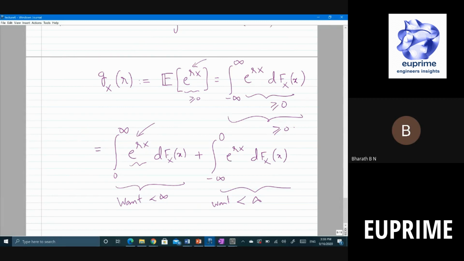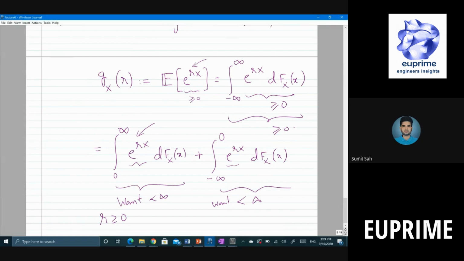What about r greater than or equal to 0? Suppose I pick r greater than or equal to 0, what will happen to this? The second term I need not worry much, because e power rx for r greater than or equal to 0, when you integrate from minus infinity to 0, is exponentially decreasing. It's in the negative portion. No problem with that. Do you agree with this? Yes, sir.